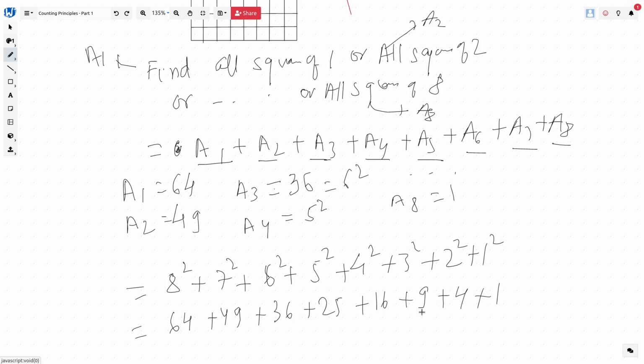So this is 5, 14, this is 30, this is 55, then we have 55, 91, then we have 140, and the total is 204 squares. So we get the result, which is 204 squares.